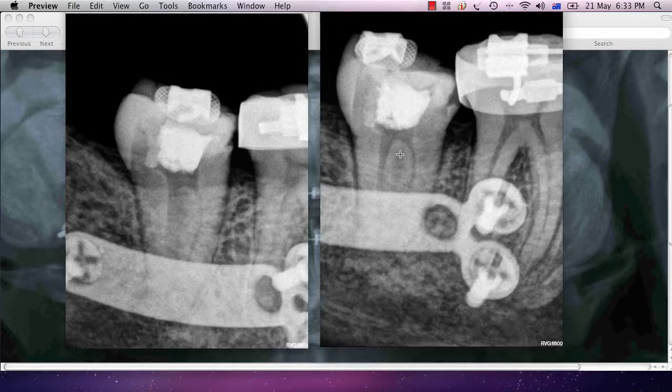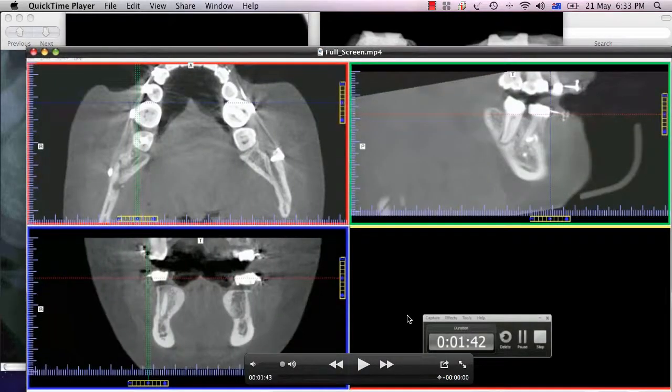And we also have this slightly lucent line through the middle here, which is obviously not a complete separation of the root. When you see something like that, you're immediately suspicious that we might be dealing with a C-shaped canal. We took a cone beam CT scan, and we can have a look here first.